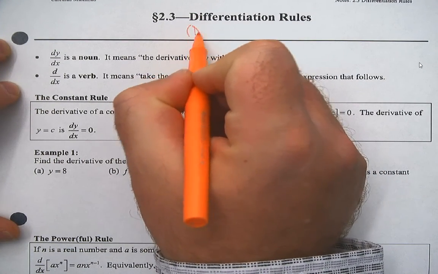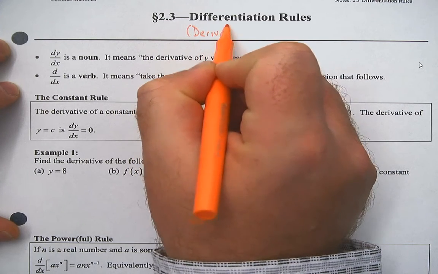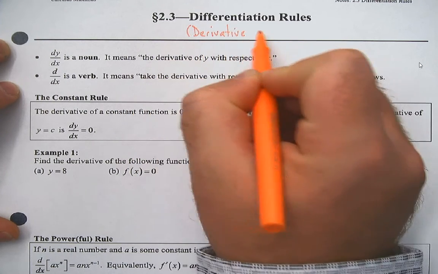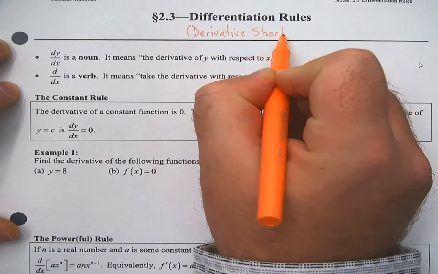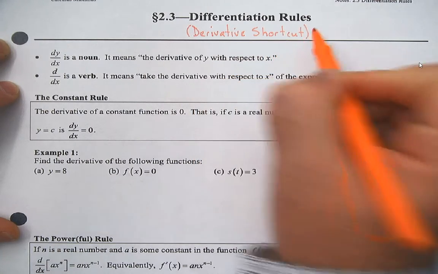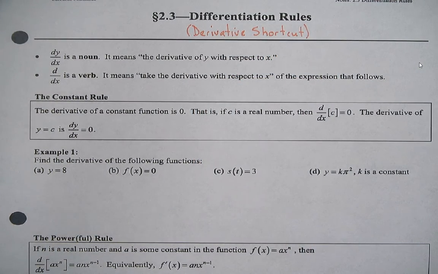I might refer to this as the derivative shortcut. You also will see this called the power rule. Anyway, okay, let's get going.